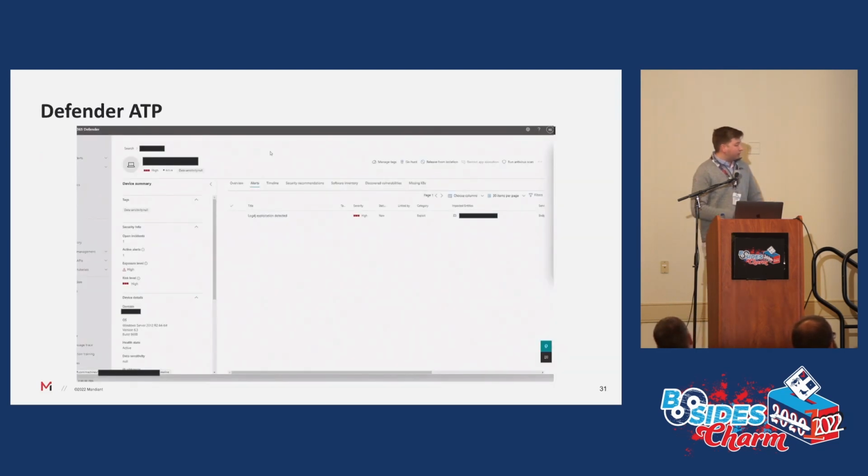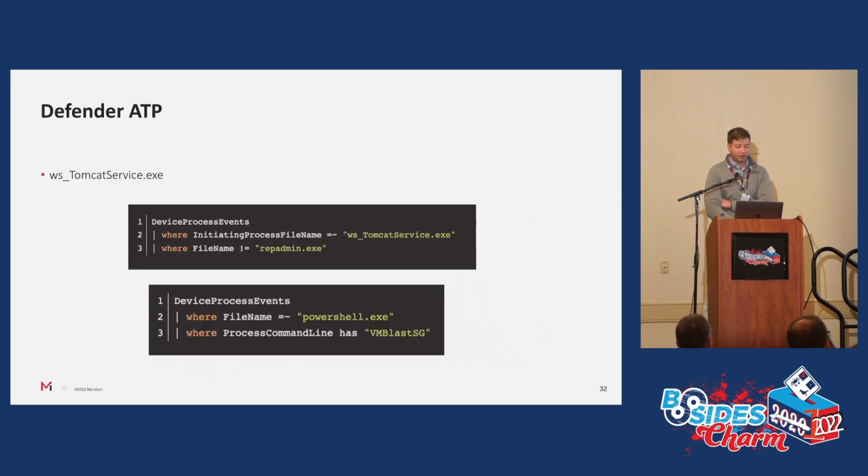All right, so as far as detecting this in commercially available tools, Windows Defender ATP is pretty cool actually, it can detect it out of the box for you. So here you have an example of Log4j exploitation being detected. But if you wanted to go in and hunt for suspicious process telemetry, what you can do is look for that ws_TomcatService.exe and look at all the child processes that it's spawning.